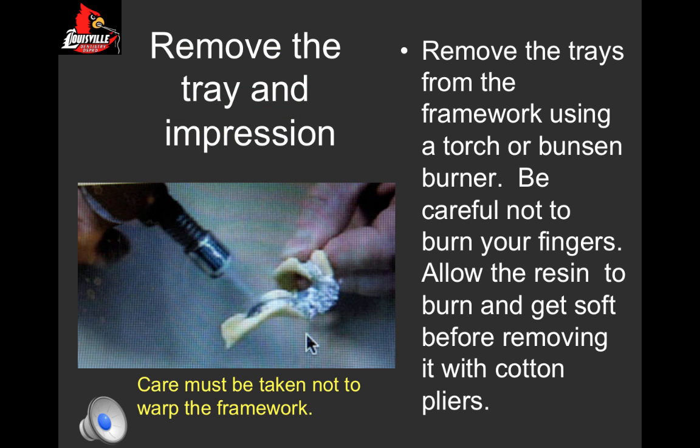Remove the trays from the framework using a torch or a Bunsen burner. Be very careful not to burn your fingers. Sometimes the material will catch on fire; allow it to burn until the material is soft so that you can remove it easily from the framework. You do not want to warp your framework at this time, or you may not get it to seat properly again.